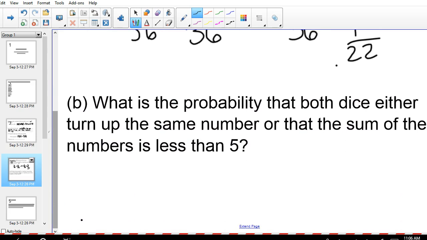Okay, what is the probability that both dice either turn up the same number, meaning doubles, or that the sum of the numbers is less than 5? So what's our probability of getting doubles? 6 out of 36. And what's the probability that the sum is less than 5? That does not include 5, it's just less than 5. So 2, 3, or 4.